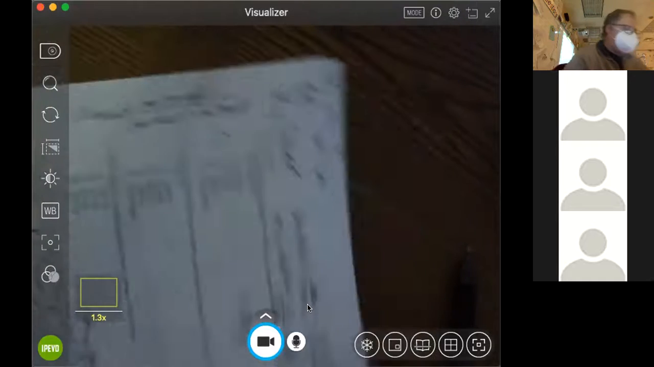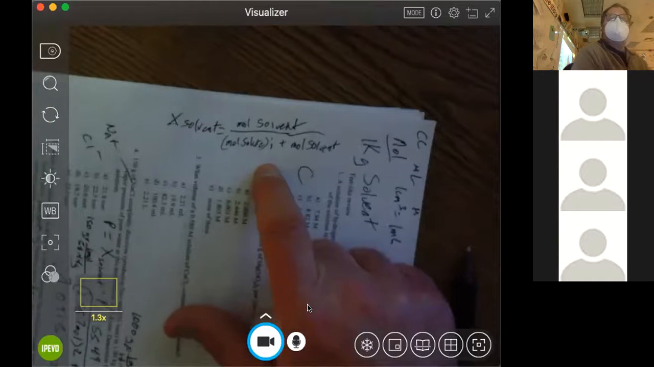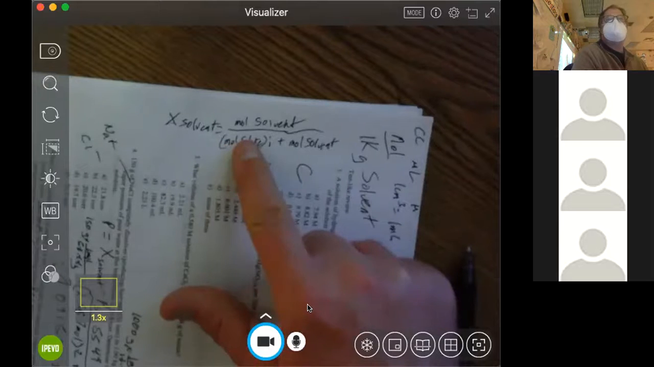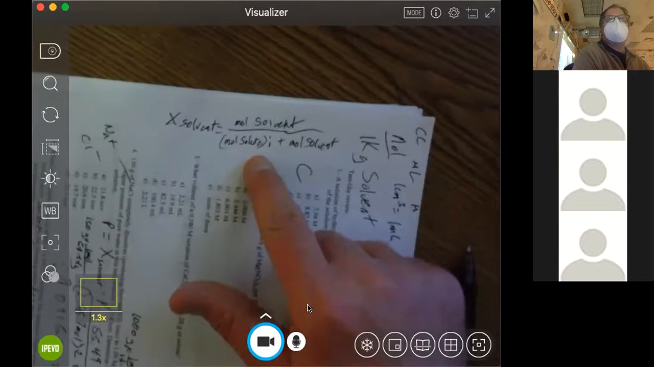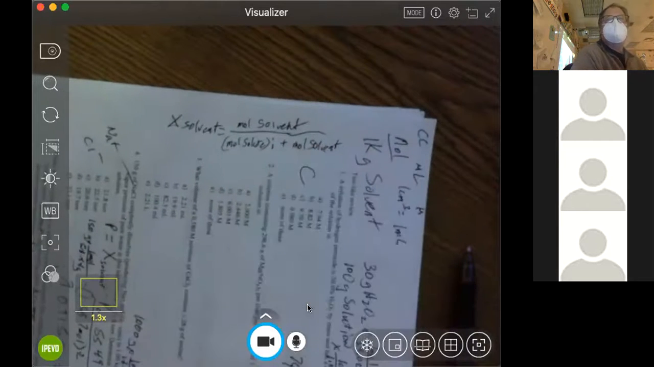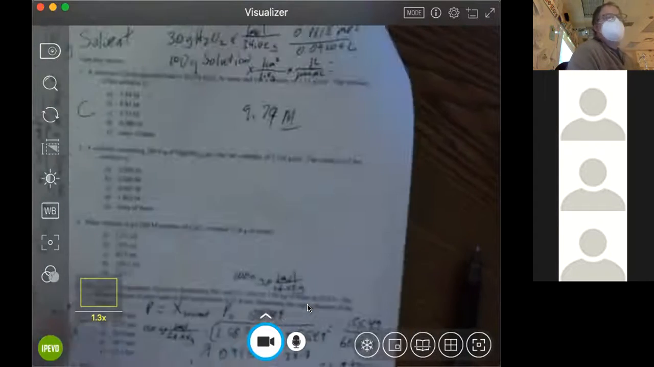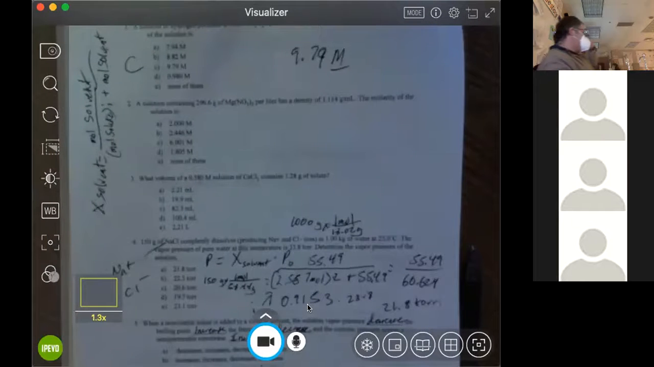That's it. If you want to take a look, I rewrote the formula for the mole fraction of the solvent. X of the solvent equals moles of solvent over moles of solute times i plus moles of solvent. Others? Questions?